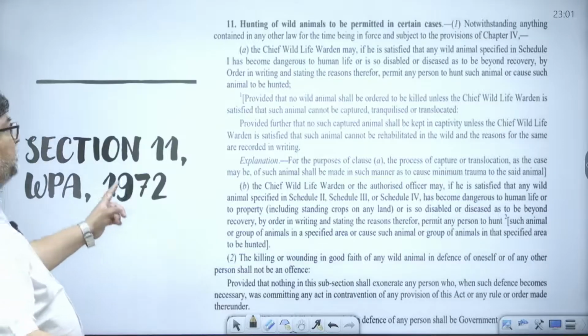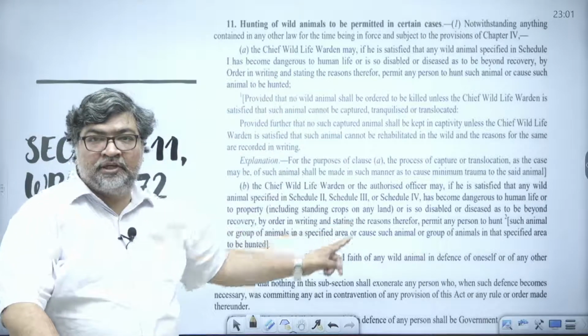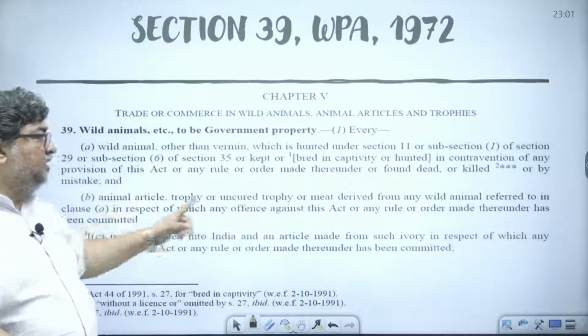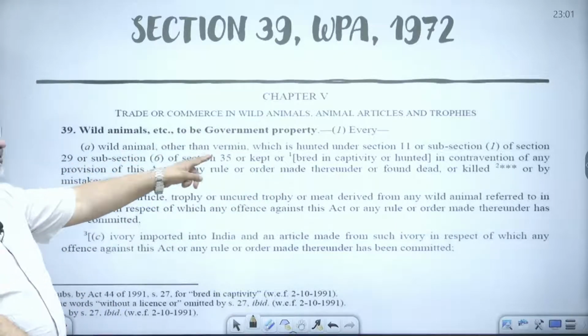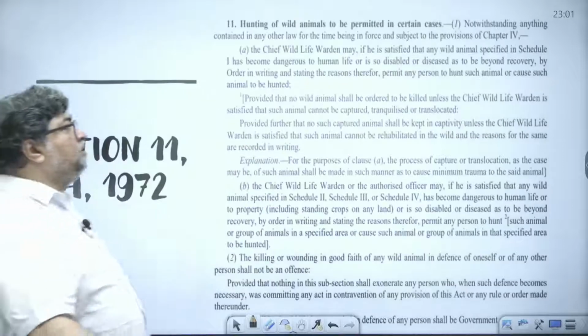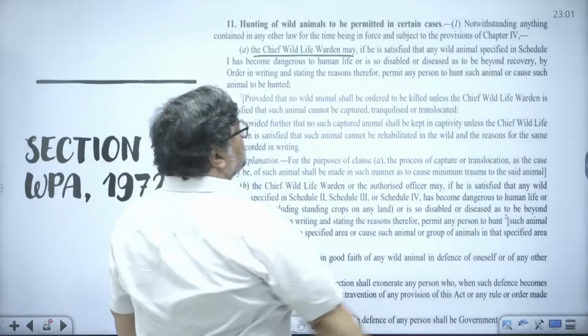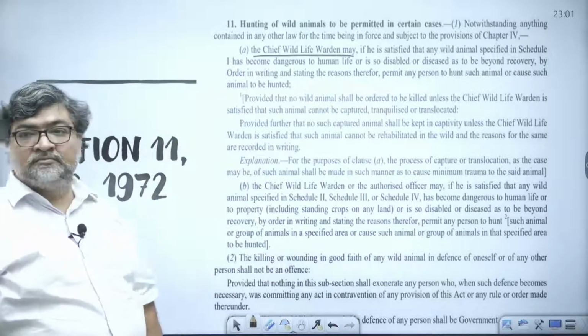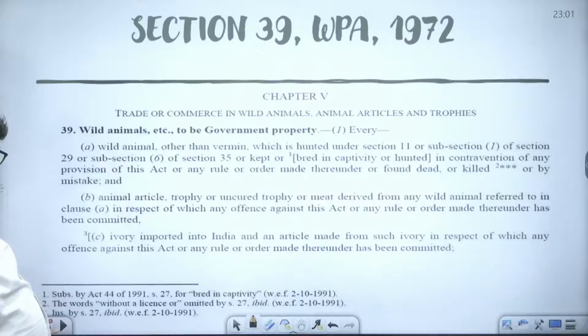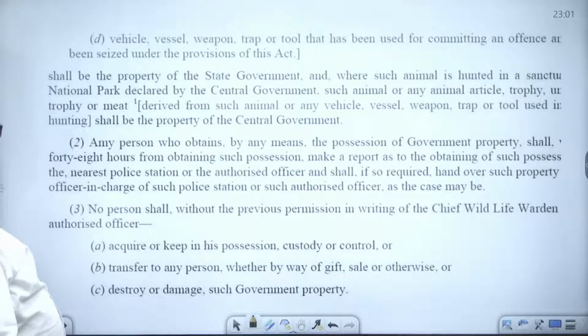So section 11, here the provision comes into that, right? And section 39, chapter 5, that is given here. Wild animals other than vermin, hunted and allowed in that. And section 11, if the Chief Wildlife Warden is satisfied there, then only the killing can be there, right? So the answer is 1 and 2 only, right? And it is government property there.